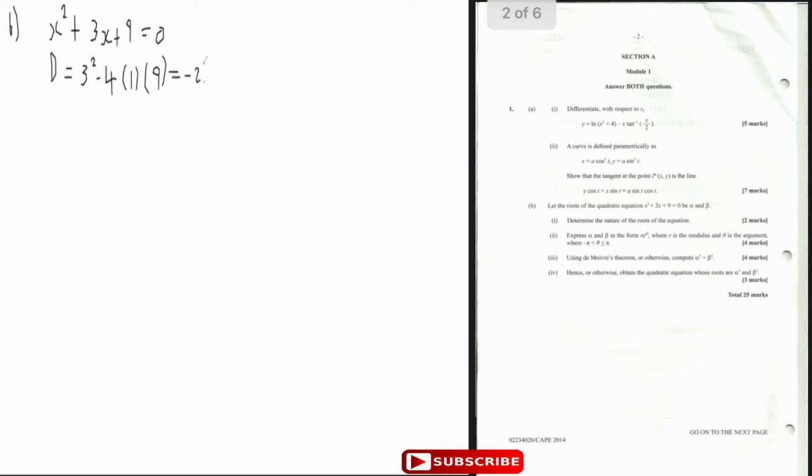Now, since the discriminant is negative, we know that the roots are not real. Some people would say the roots are complex. So hence the roots are imaginary, i.e. complex roots. All right, so these are complex roots. The roots are imaginary. Okay.